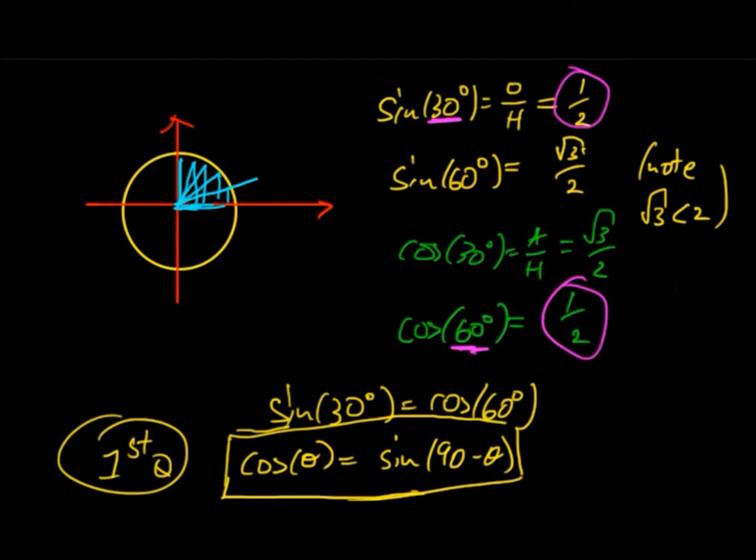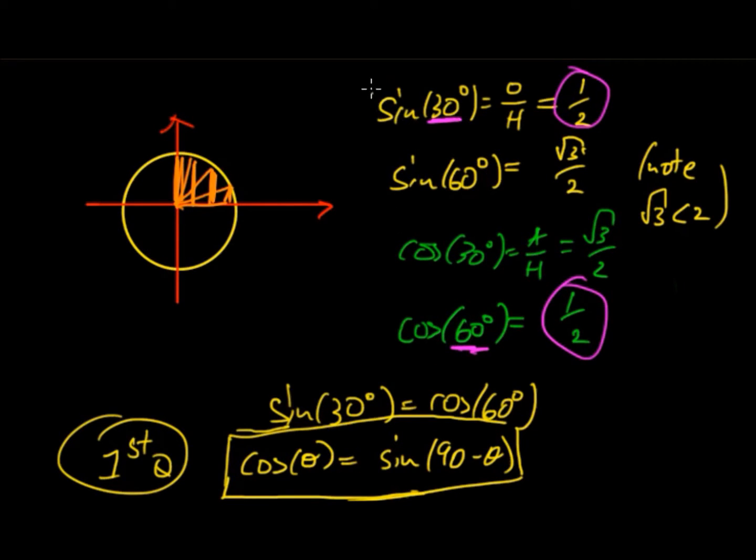Then if we look at sine instead of cos, we can see that when the angle's small, it's small. But as the angle gets bigger, it gets bigger. So we're looking at the opposite side now, until it reaches 1. So that means sine 60 is going to be greater than sine 30. And now we know that sine 30 is equal to cos 60.